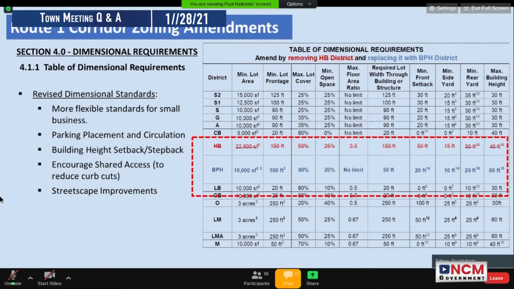The other area that will be changed as part of the zoning amendment are changes to the dimensional requirements. These new standards will provide more flexibility for small businesses, parking placement, circulation, building height and setback. It'll encourage shared access, so that if two abutting businesses want to have a connection within their parking lots, people that are shopping don't have to jump back out onto Route 1 just to go to the neighboring property. That'll help traffic circulation and public safety. And the other key piece to these regulations is trying to improve the streetscape.